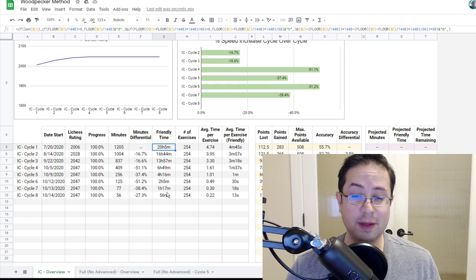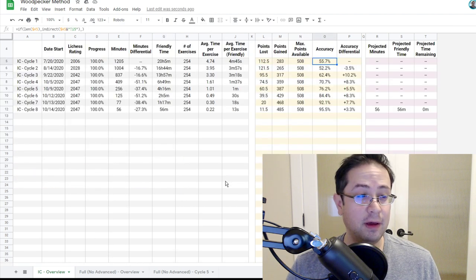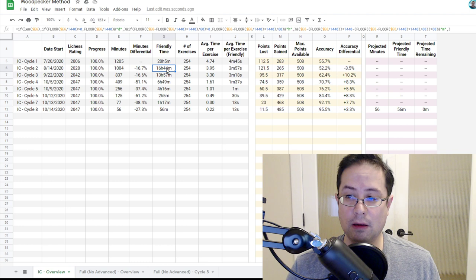The first cycle took me 20 hours. It was really difficult for me. Again, I'm very bad at tactics. Even though it took me so long, I only had 55% accuracy. Cycle 2 was about three hours quicker, but my accuracy actually went down.